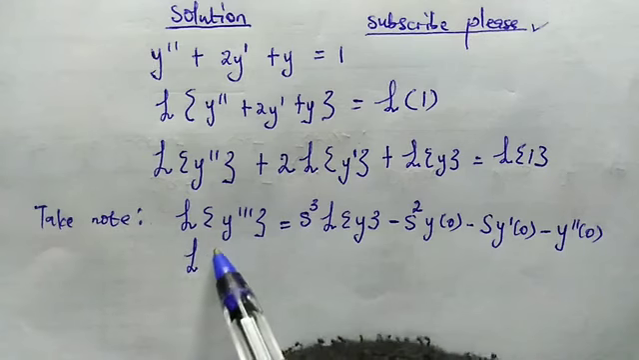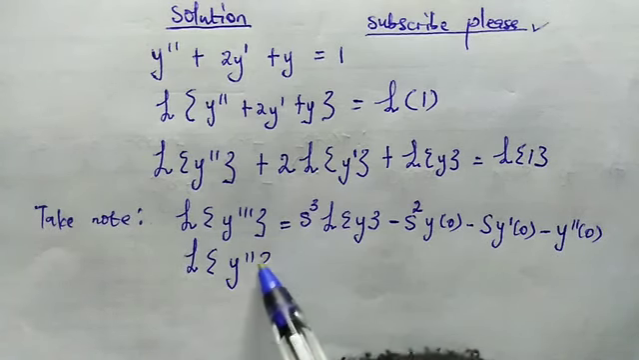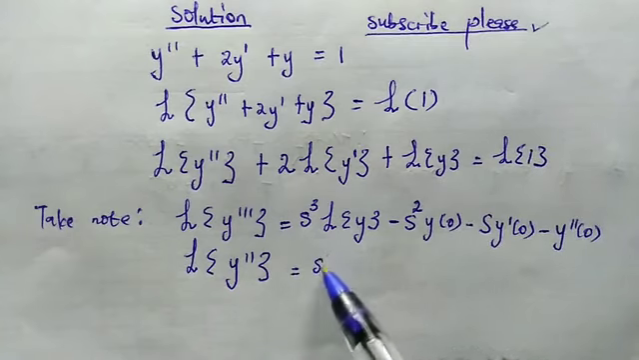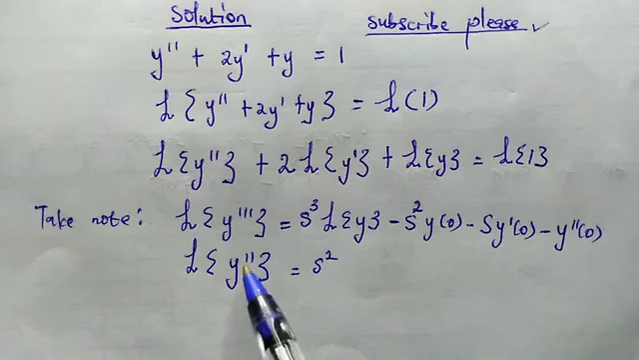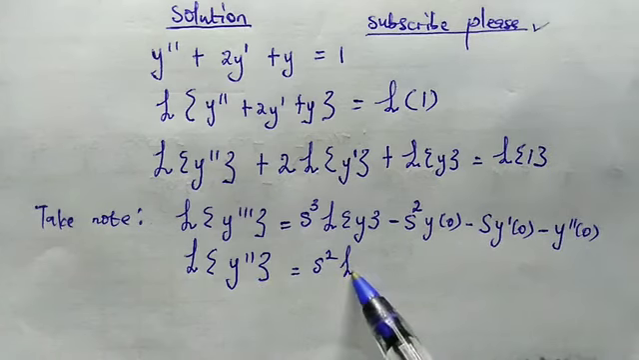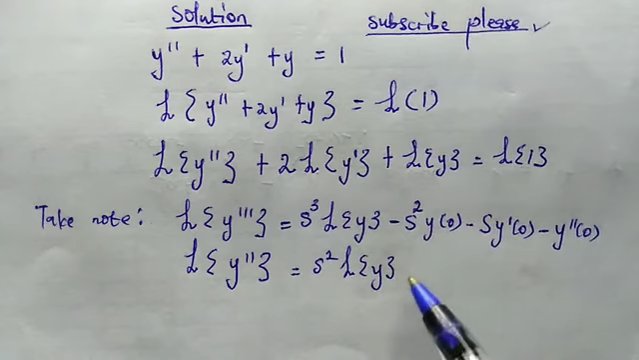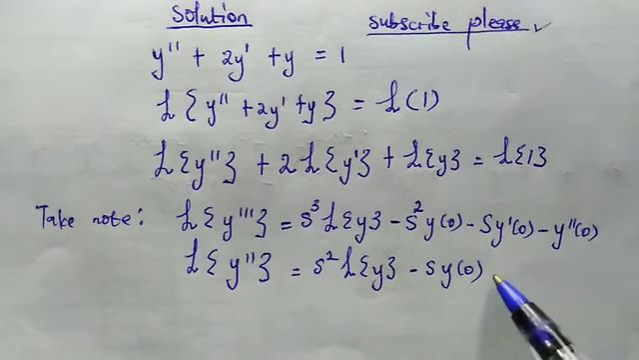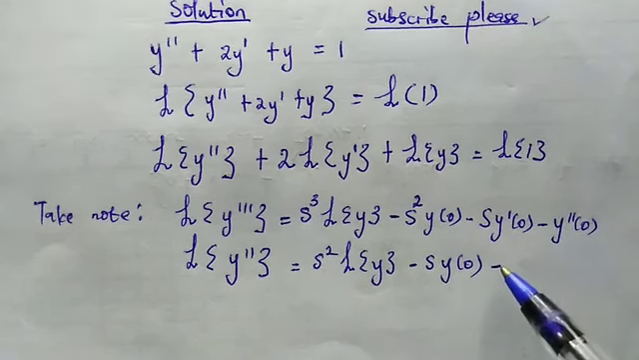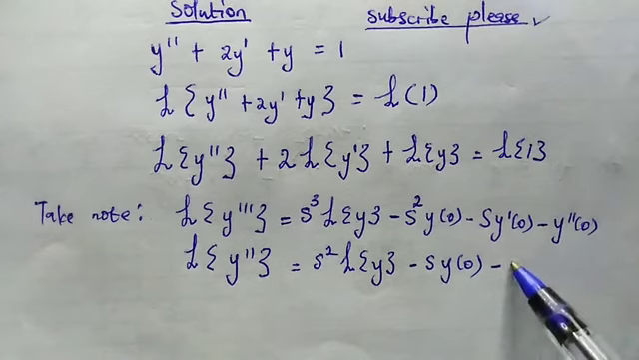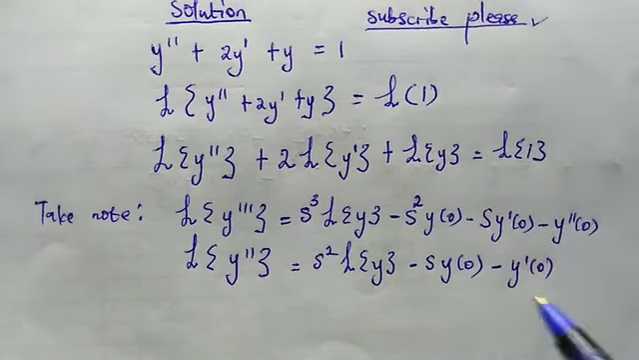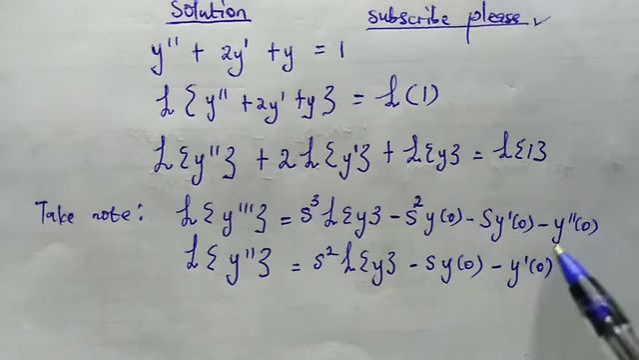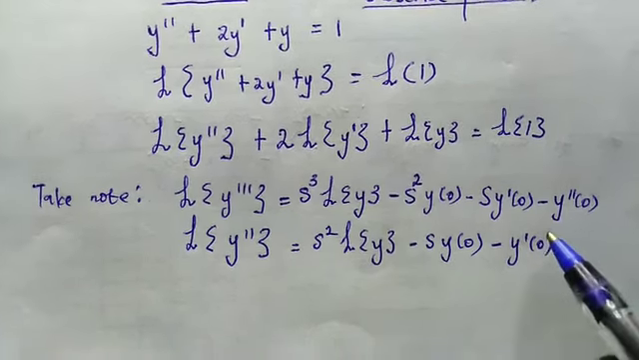Okay, now let's go to the Laplace transform of y''. You know what is going to happen? Here we have s squared because the order of the derivative is 2, multiplied by the Laplace transform of y, then minus s times y(0), and minus, with the power of s reduced by 1 once again, just y'(0). We always stop when s vanishes, right?